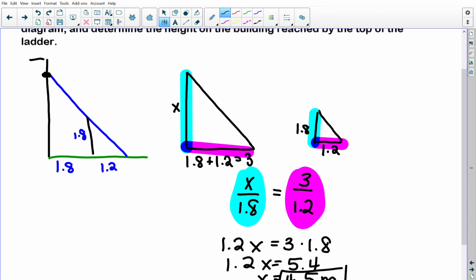So here is my building, and the tip of the ladder is 4.5 meters up that wall. And that's that problem.